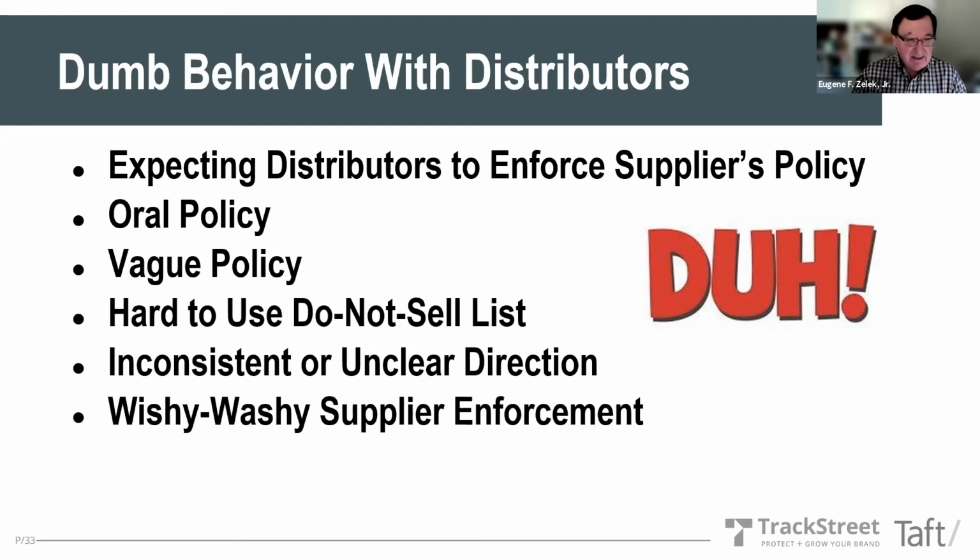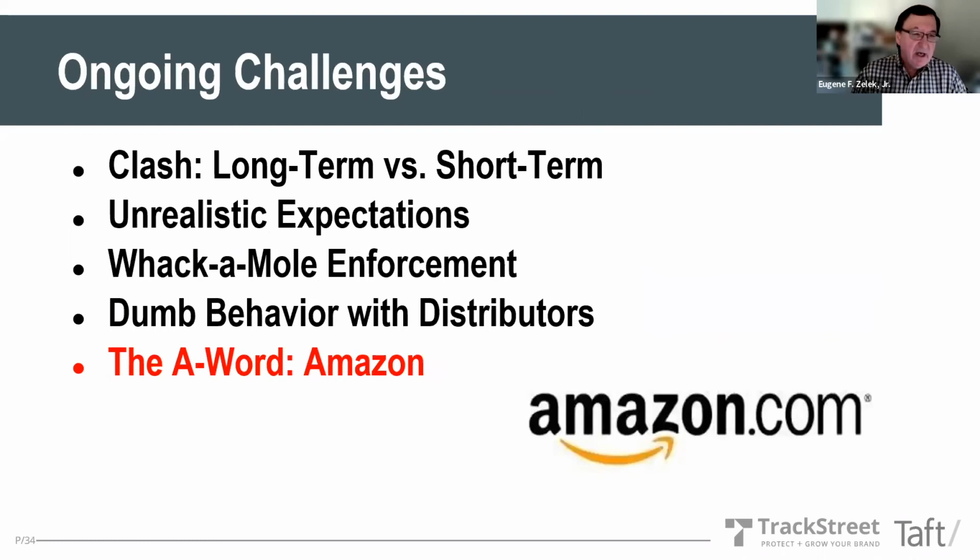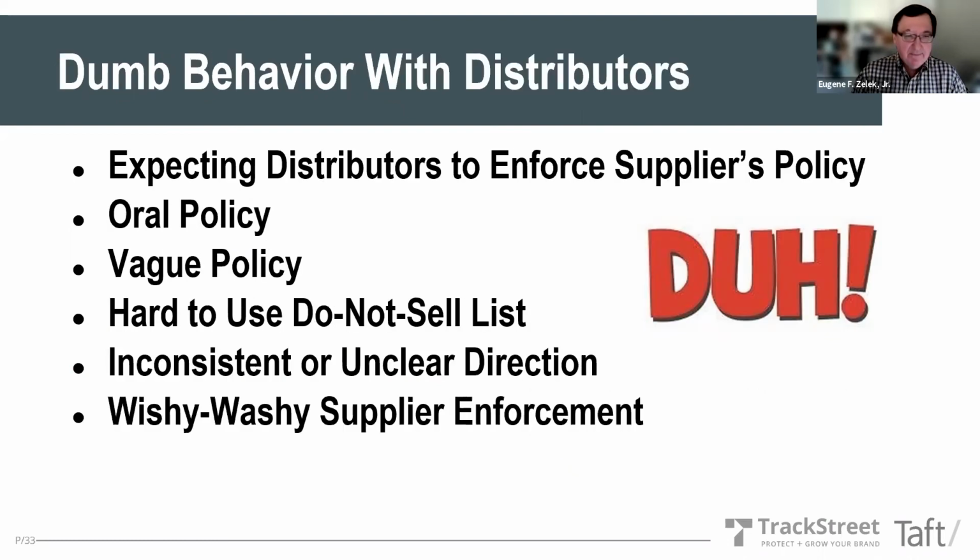A vague policy. One of the classics is the GoPro policy. It's delightfully short, but it's so incredibly vague you can drive a truck through it. They got away with it when they dominated the category. I don't know whether they can still get away with the vagueness now that they have plenty of competition. Hard to use do-not-sell lists. So when you cut somebody off and you've got a distributor, you've got to tell them to back up. Thank you.